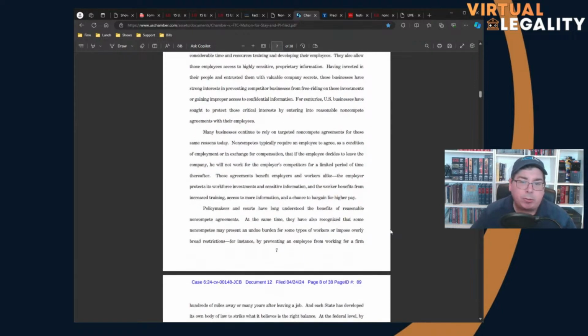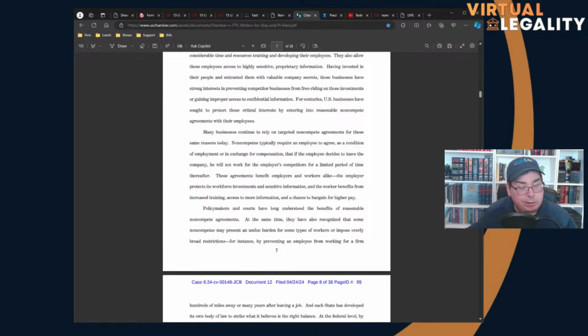"Many businesses continue to rely on targeted non-compete agreements for these same reasons today. Non-competes typically require an employee to agree, as a condition of employment or in exchange for compensation, that if the employee decides to leave the company, he will not work for the employer's competitors or own an interest in those competitors for a limited period of time thereafter. These agreements benefit employers and workers alike." I'm not entirely sure about the latter. "The employer protects its workforce investments in sensitive information, and the worker benefits from increased training, access to more information, and a chance to bargain for higher pay."